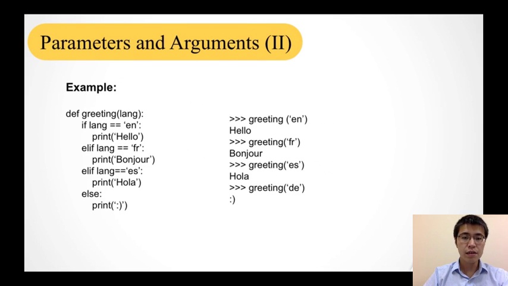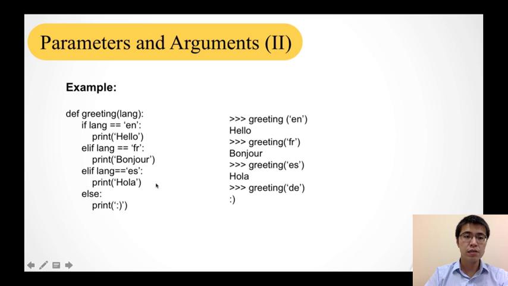Okay, let's see another example to see the difference between parameter and argument. In this second example, we have a new function. It's called grading. In this function, we also have one parameter, which is language, L-A-N-G, and we compare the value of language with some keywords: English, French, Spanish, and then we show different messages. And if it is not a keyword among these three, we show a smiley face, right? This is our grading function.